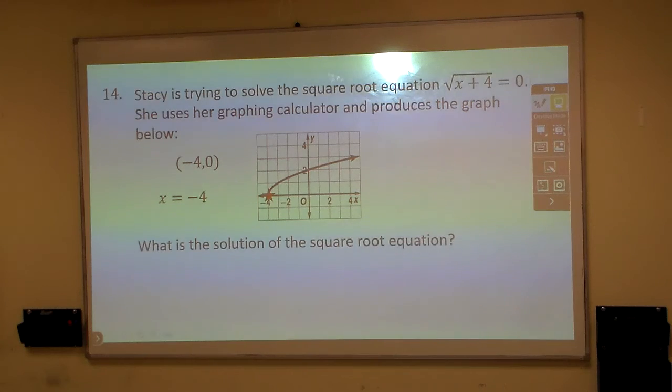Or you could actually square it and solve it, too. Like we're doing right here. And then minus 4, and you get x equals negative 4. Either way works. I probably just would have gone over here to the graph and done it that way because that would be super easy.